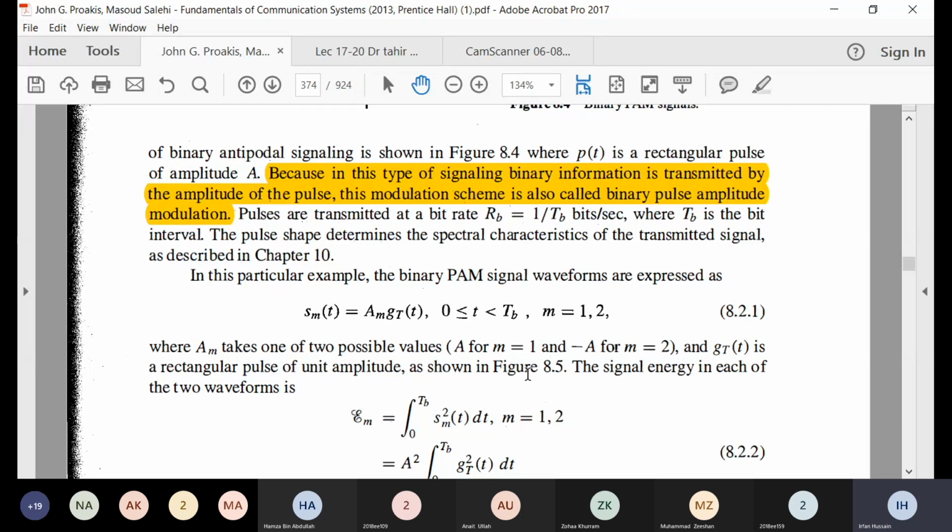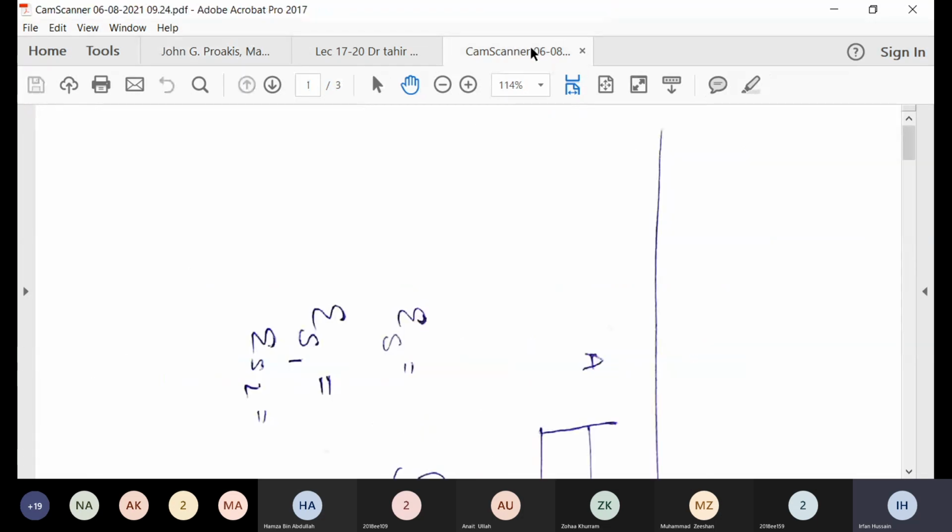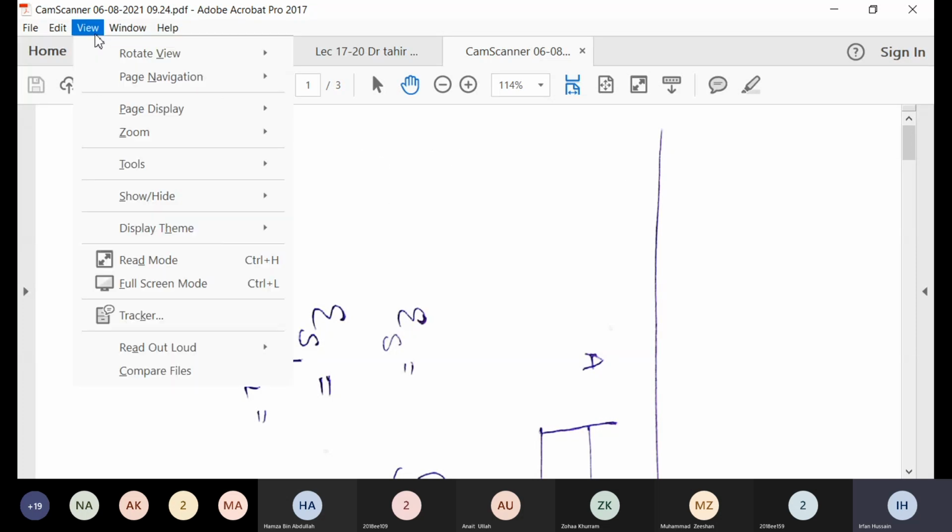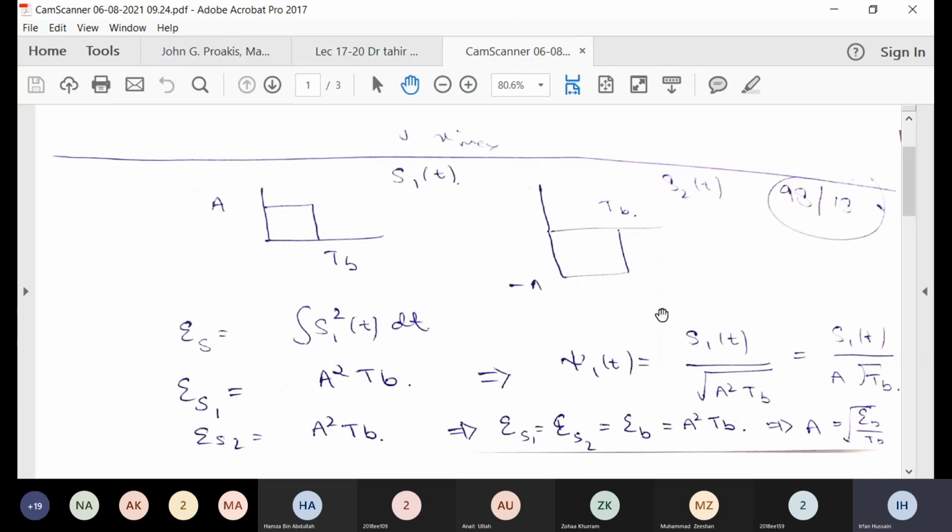Again, some of the steps are missing, so I also couldn't find the explanation in Dr. Tahir's notes, so I will just show you my notes where there is no confusion. Again, you can see that you had these two signals. You had S1, which was A for a TB duration. This was S2, which was again of TB duration, but its amplitude is minus A. So you're differentiating with respect to the amplitudes. You can also call it binary PAM.